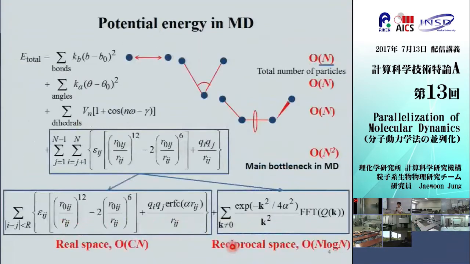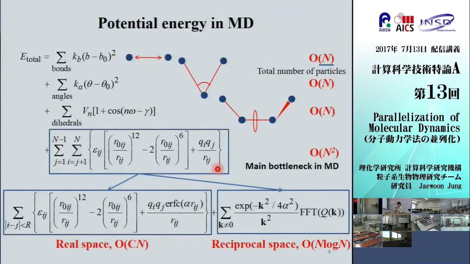So in MD, we can describe the potential energy in this way. The energy consists of bonds, angle, dihedral, and non-bonded interactions. In the case of bonds, angle, and dihedrals, the calculation cost is just order of N. So this is almost negligible. But in the case of non-bonded interactions, the computational cost is order of N squared. So this is the main bottleneck in MD calculation.